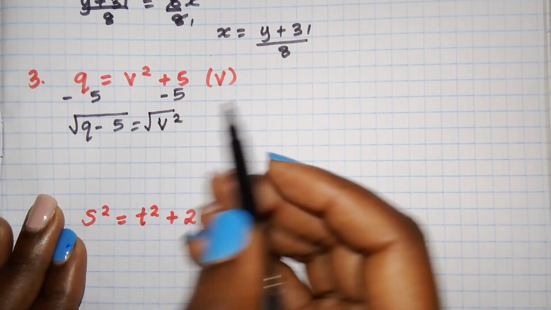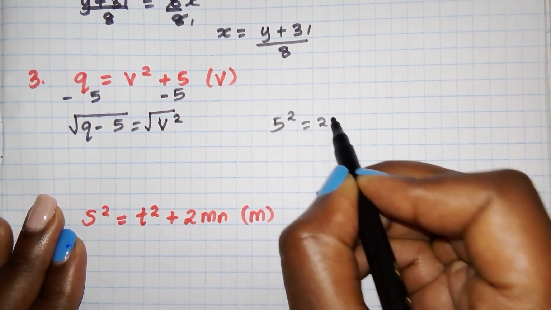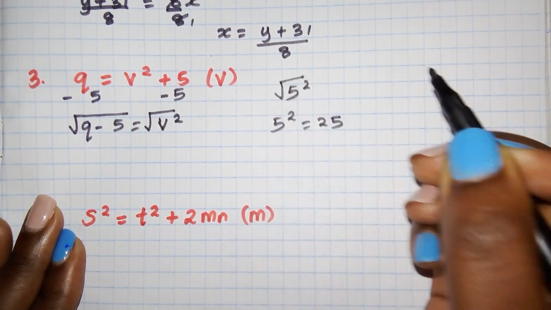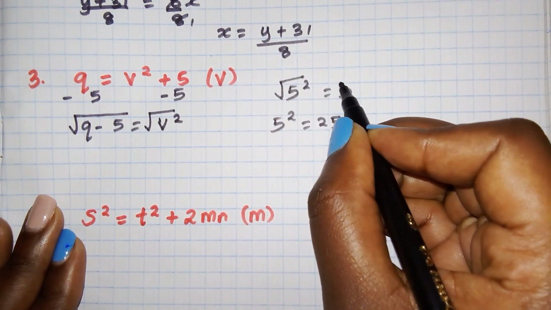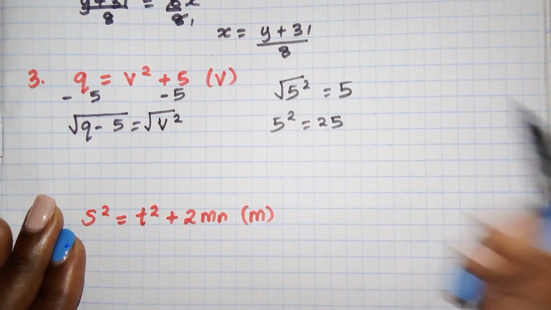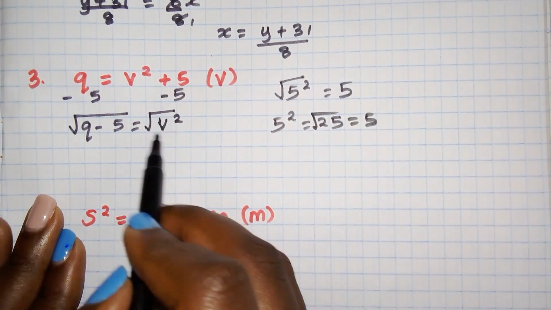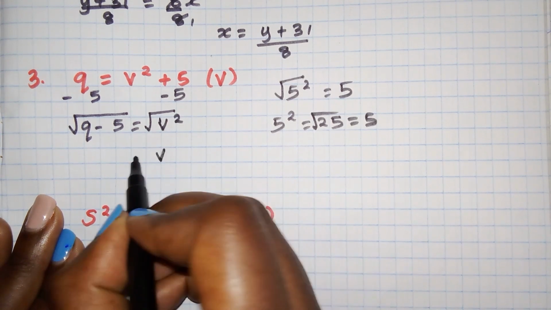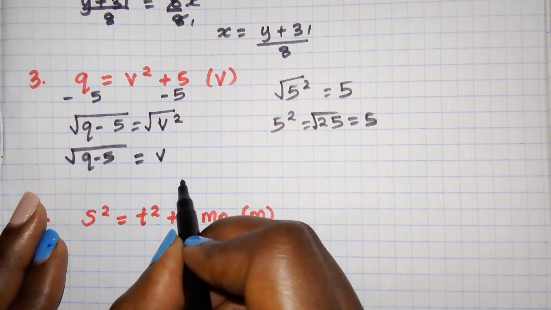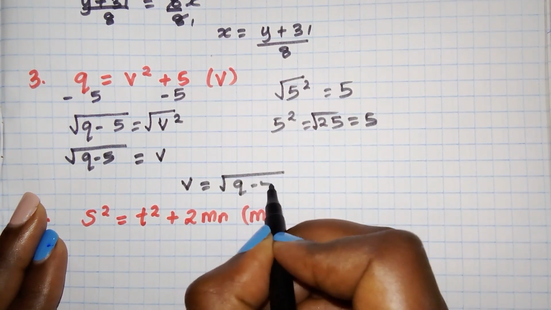For example, you have a number like 5 squared. We know 5 squared is 25. Now if you're doing the square root of 5 squared, you just end up with 5. So this squared will be cancelled by the square root sign. You get 5 because the square root of 25 is 5. So basically here we're left with v equals square root of q minus 5, and you can rearrange. You start with v equals square root of q minus 5.